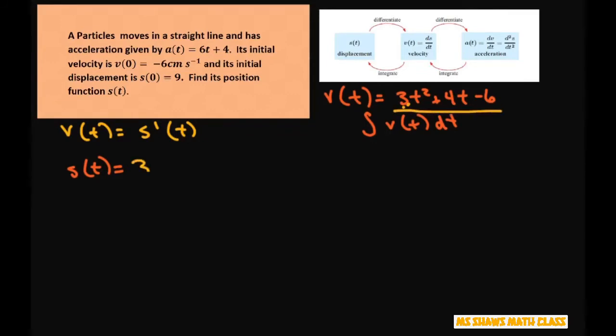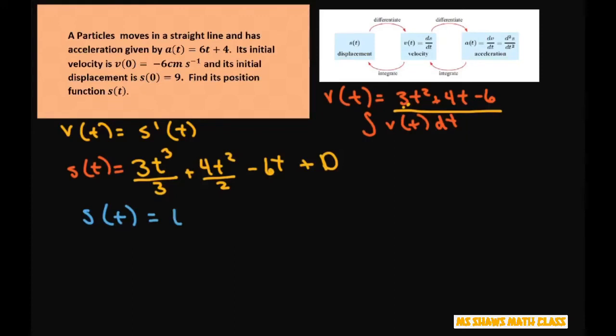So we're going to have 3t to the power of 3, divided by 3, plus 4t squared divided by 2, minus 6t. And then since we already used the c, let's go ahead and call this plus d. Now simplifying, we get s of t equals t cubed plus 2t squared minus 6t plus d.